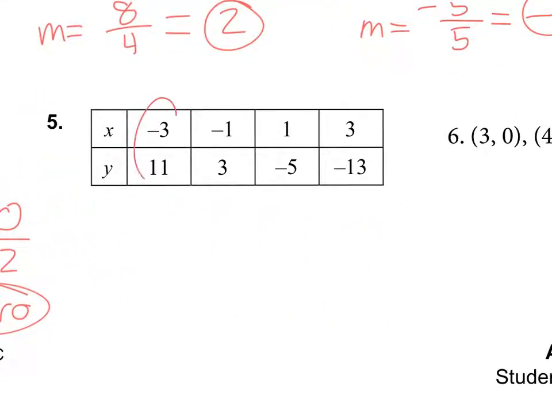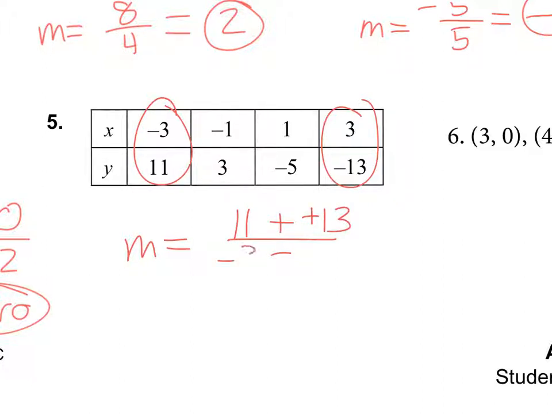So I'll pick 2 ordered pairs. I'll pick this one and this one. So M equals fraction bar, 2 minus signs. Y's go up on top. So 11 and negative 13. Minus a negative changes to plus a positive. And then on bottom, negative 3 and 3. So 11 plus 13 on top is 24. Negative 3 minus 3 on bottom is negative 6. So 24 divided by negative 6 is negative 4. So M equals negative 4.